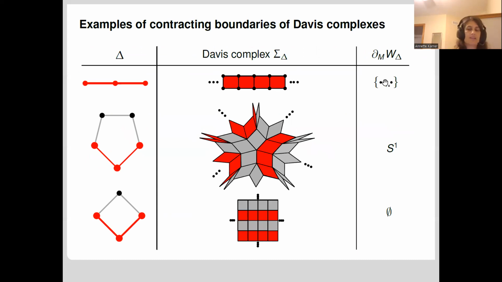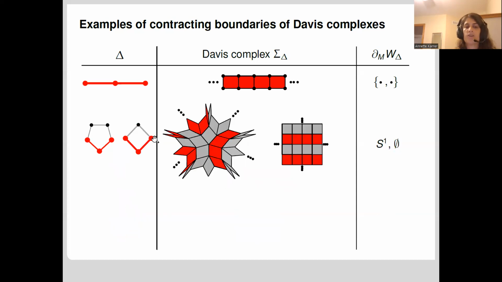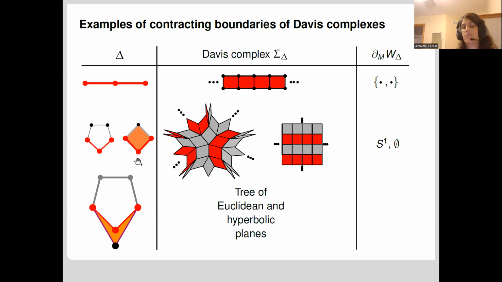Here again, it's just a small recap. We saw the 5 cycle corresponds to a circle in the Morse boundary. This is also true for cycles which are longer. And the 4 cycle corresponds to empty Morse boundary. And now we can glue these graphs together in this way. And by the theorem we saw before, we know that this gives us a Morse boundary which is totally disconnected.